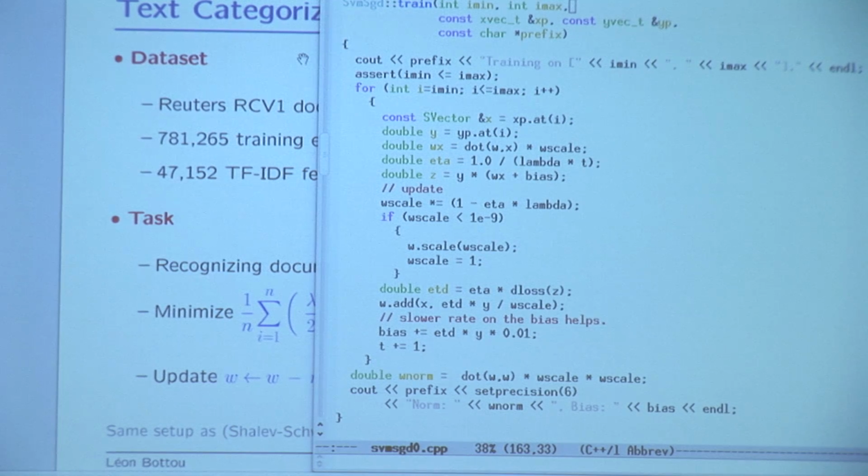No. It's support vector, but it's linear, in fact. I'm just updating in the primal. This is working in the primal. So it's a support vector machine in the primal. It's just a linear discriminant function.